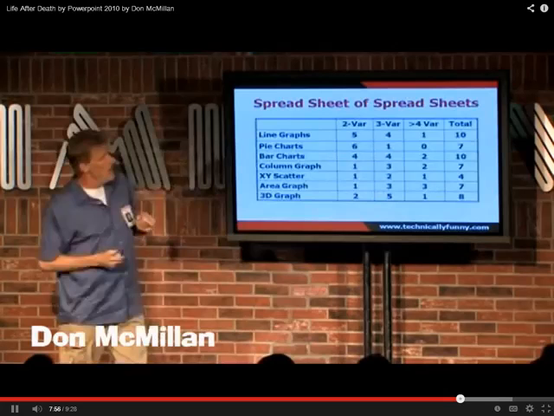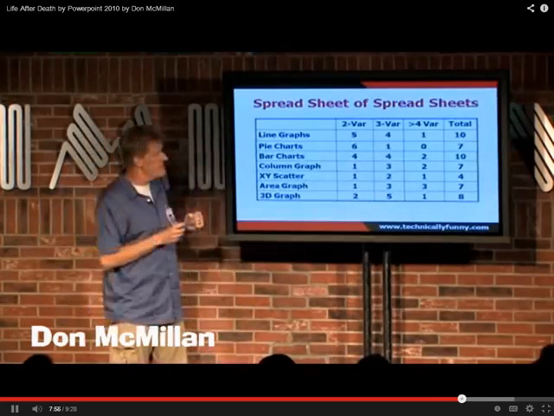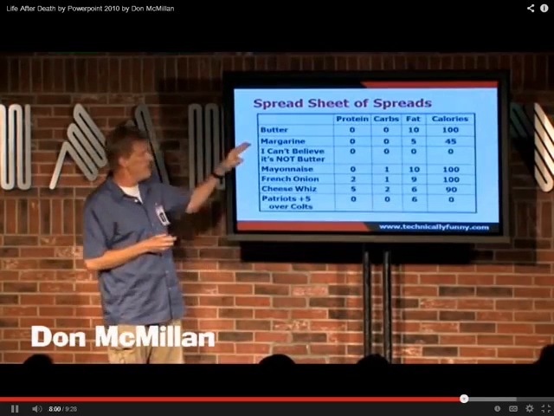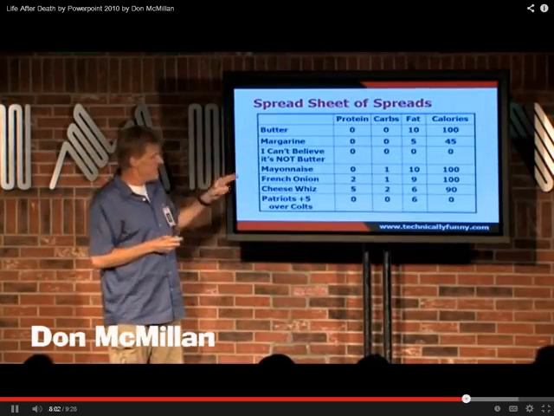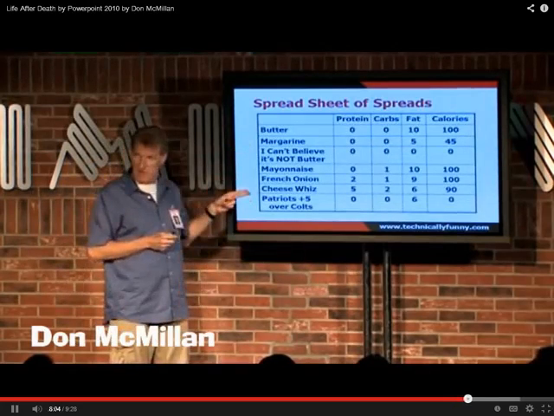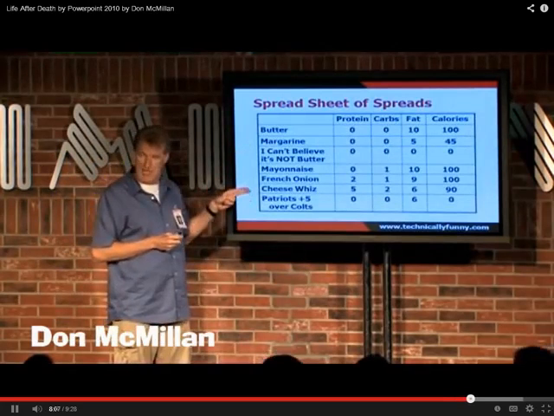Here's a spreadsheet of spreadsheets. Get back to the charts. Here's a spreadsheet of spreads. Butter, margarine, I can't believe it's not butter. Mayonnaise, French onion, cheese whiz, and Patriots +5 over Colts. Every possible spread you can imagine.